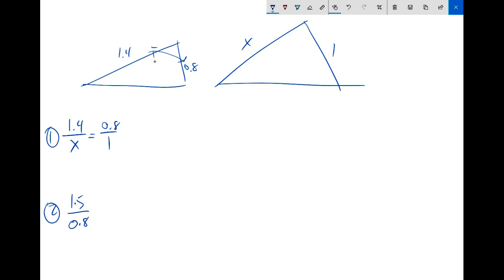These two compare to each other the same way that x compares to 1. You can also flip them, as long as you flip both pairs. You just have to make sure they match. So it can go little to big, or within the triangle, this side to this side. Either way, you end up solving the same equation. Questions on that one?